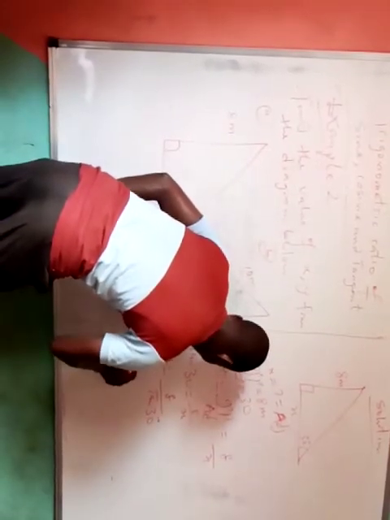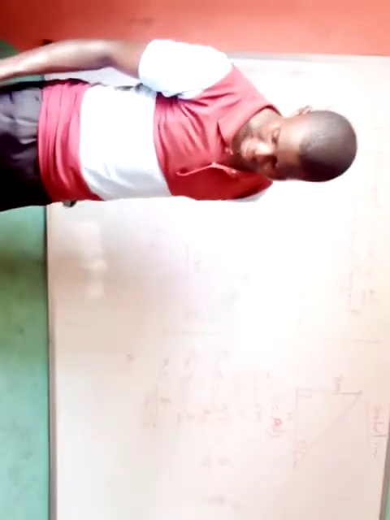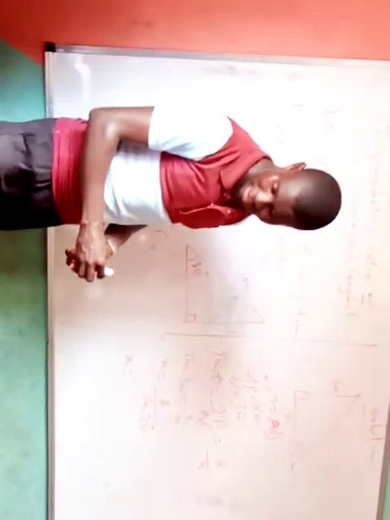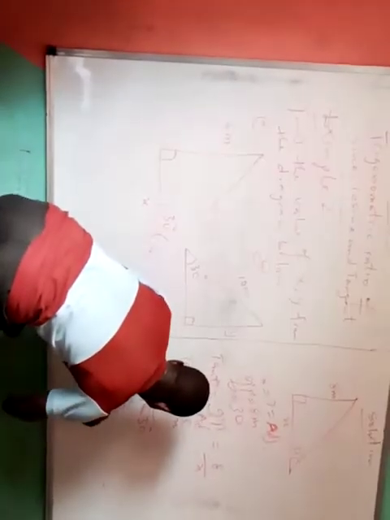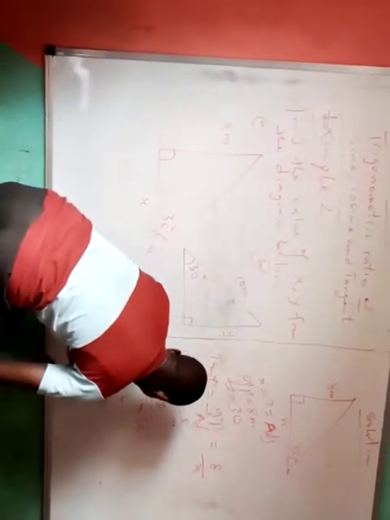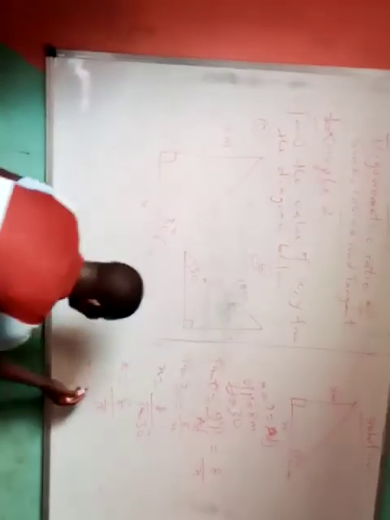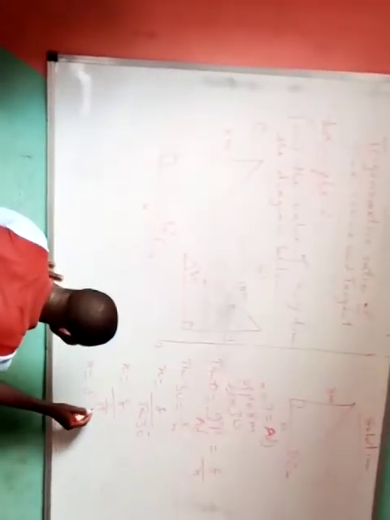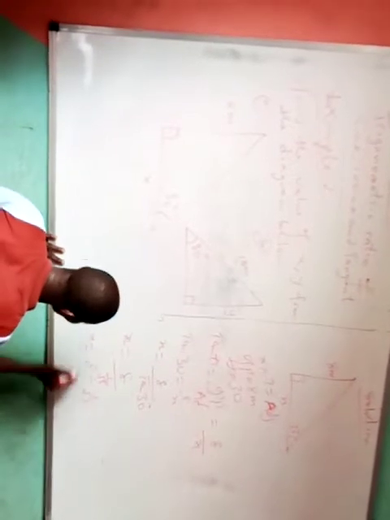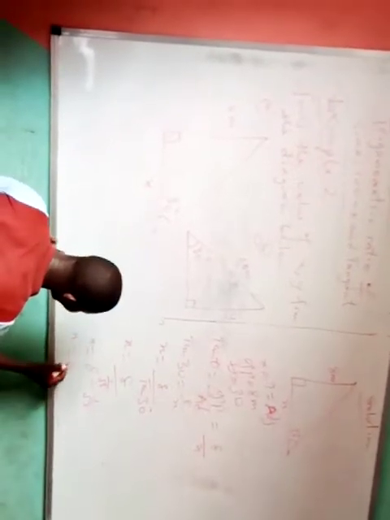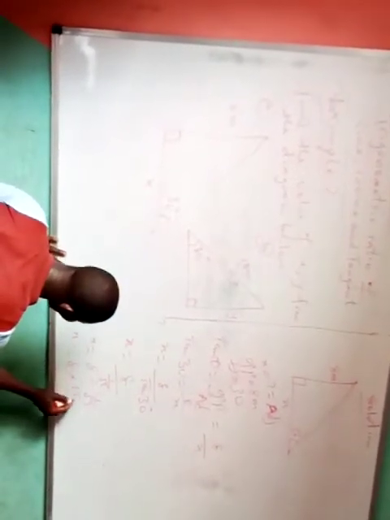So don't forget the value I gave you, the table I gave you. What is tan 30? Tan 30 is 1 over root 3. So we have 8 over 1 over root 3. So it simply means X is equal to 8 divided by 1 over root 3. So X is equal to 8 times root 3 over 1.